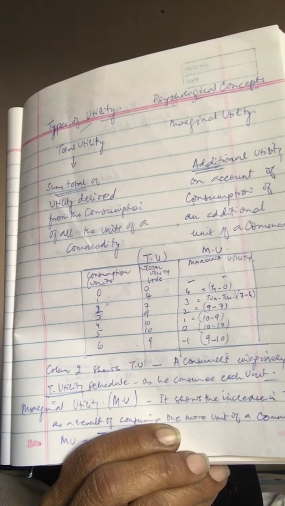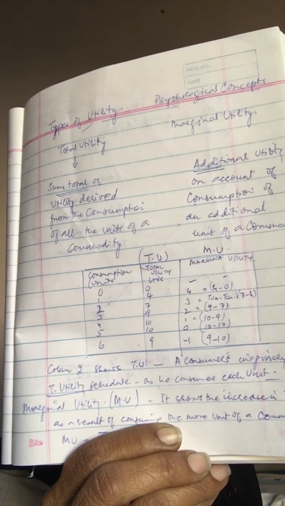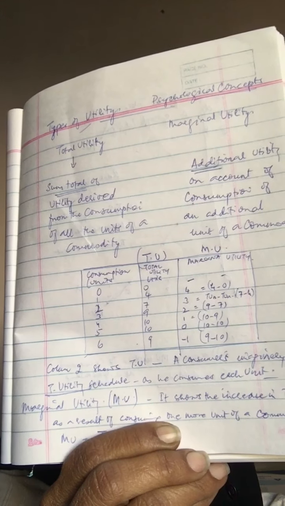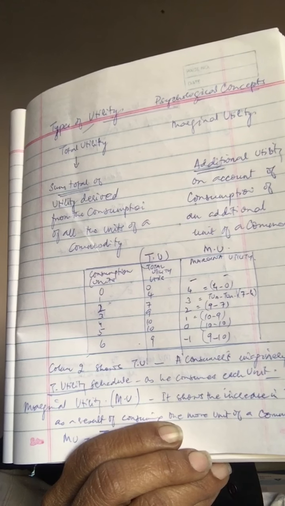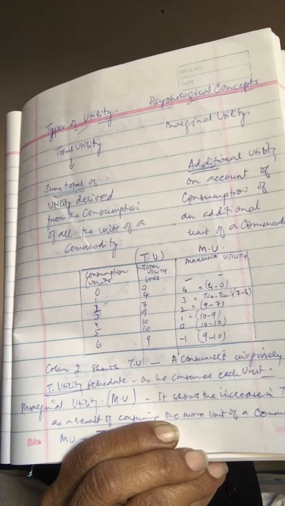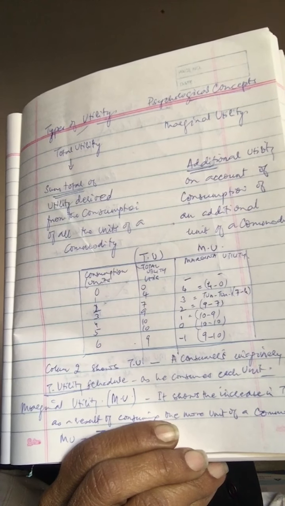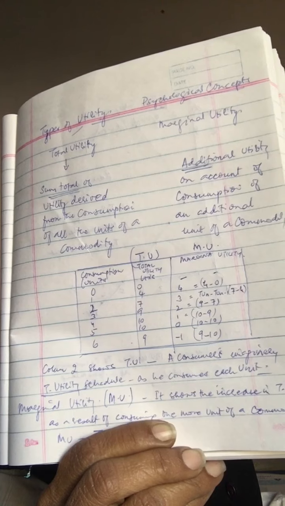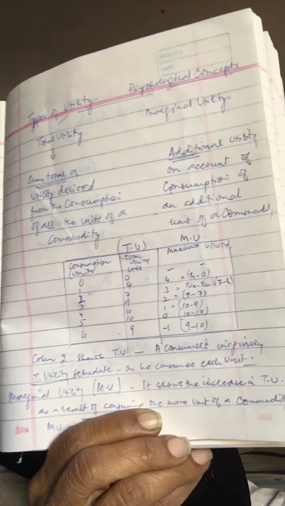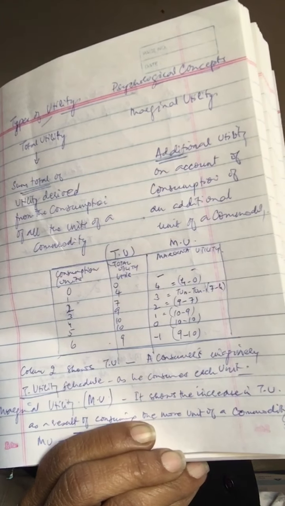When he consumes the second unit, the total utility that he derives from it is 7. So by how much has it increased? By 3. That is 7 minus 4 is 3. So it is the addition. It shows an addition made to the total utility. Now let us take the other one.